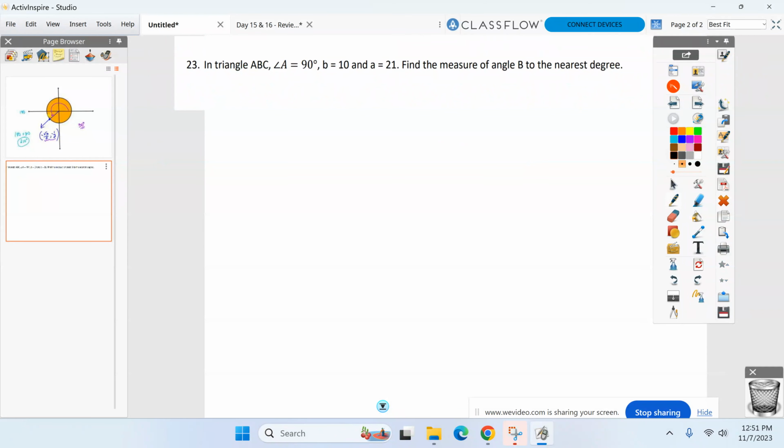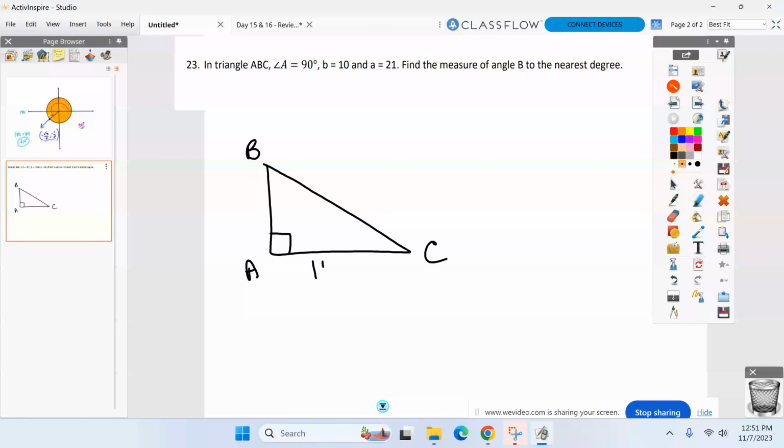Okay, so we have triangle ABC. A is your right angle, so make sure we have A there. B and C can go anywhere. I think I mentioned this once, so I wouldn't expect anybody to know. Lowercase b equals 10. That's the side across from angle B is 10. And the side across from angle A is 21. What is the measure of angle B?